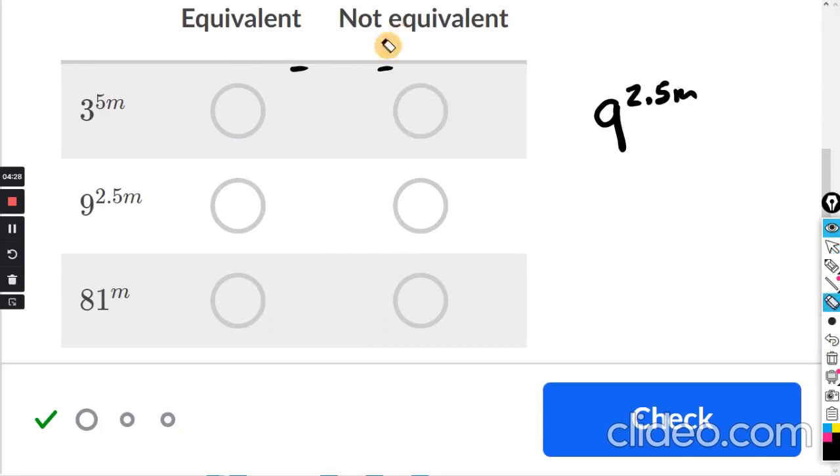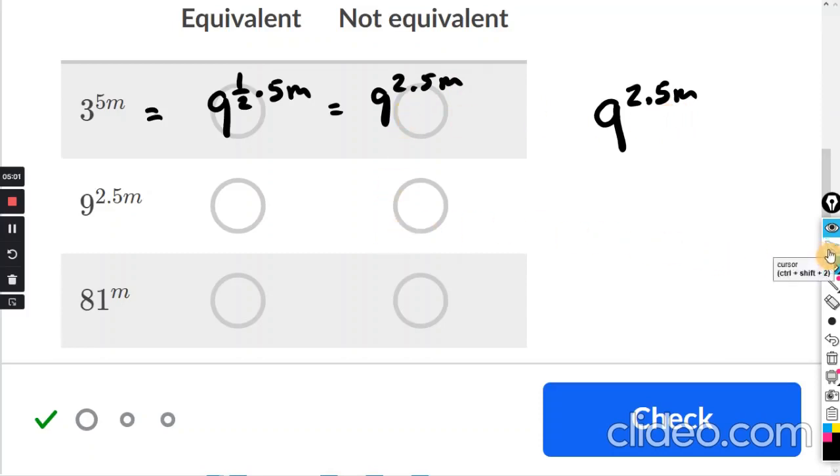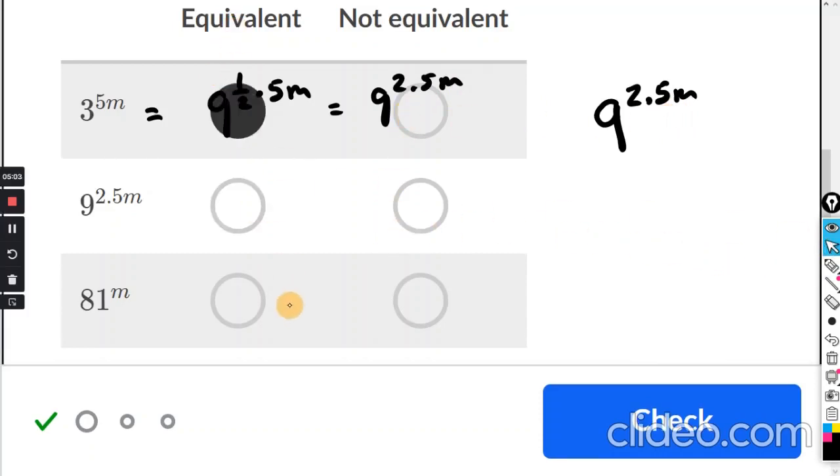All right, let me see here. 3 to the 5m. 3 is the same as 9 to the 1/2, because this is the square root of 9, and that's 3. So that's 9 to the 1/2 times 5m. And we have the 9. Half of 5m is the same as 2.5m. So that one matches the original. So that one is marked in the equivalent column.